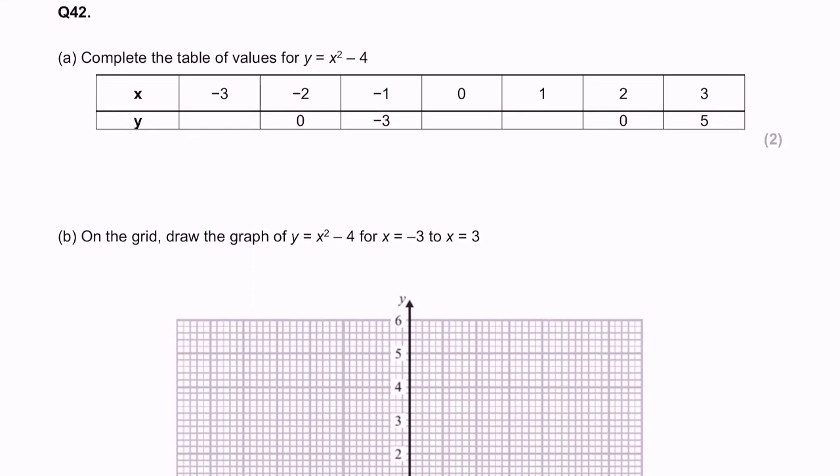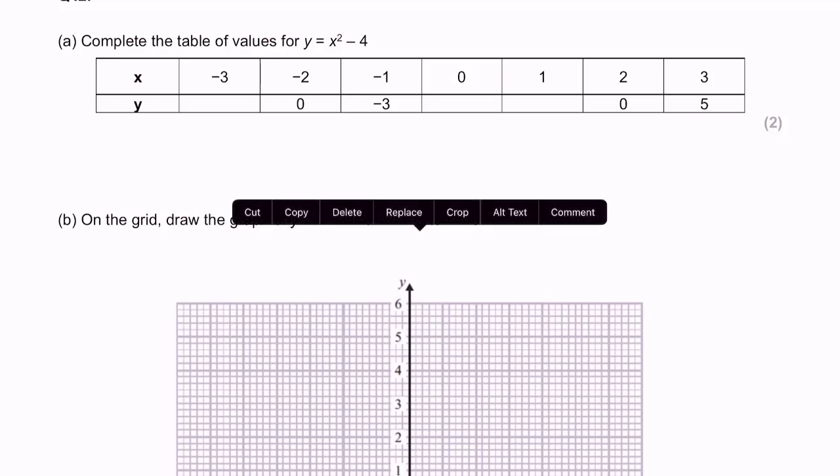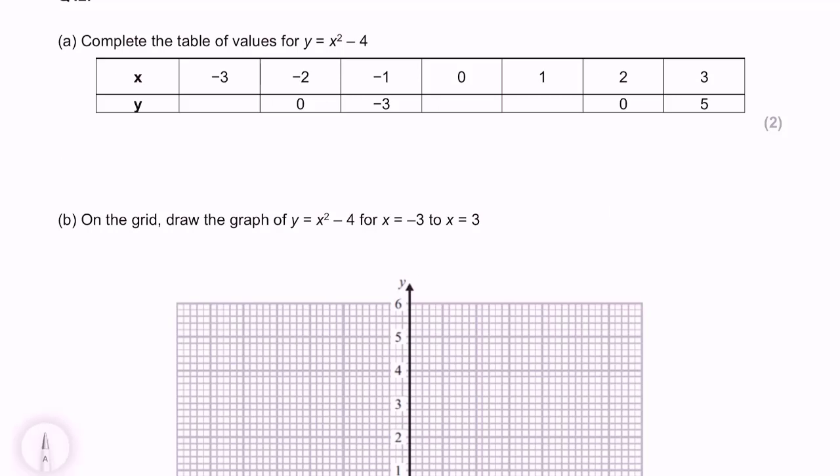Question number 42, plotting a quadratic graph. For this question I highly recommend you have a look at my GCSE Maths calculator hacks video. You will find out the easiest way to plot the table, which takes less than a minute, and then plot the graph. I will go ahead and write down the values here. I would highly recommend you use a calculator, but you could possibly do the non-calculator way.